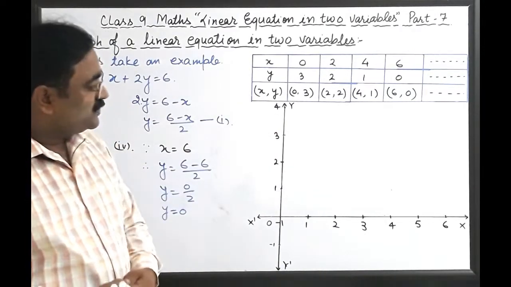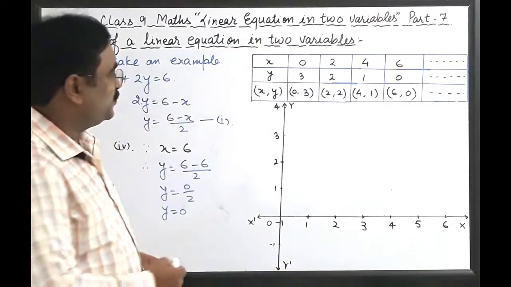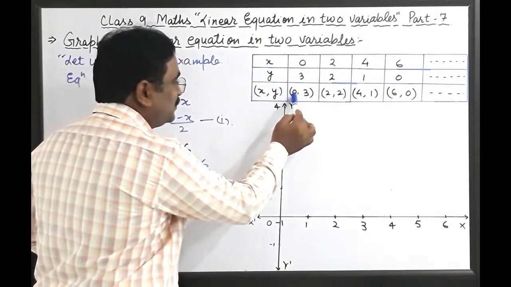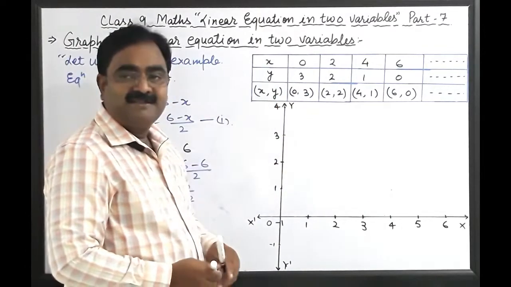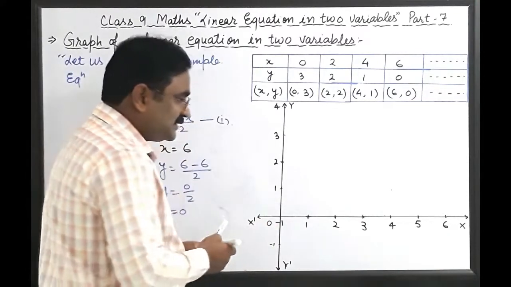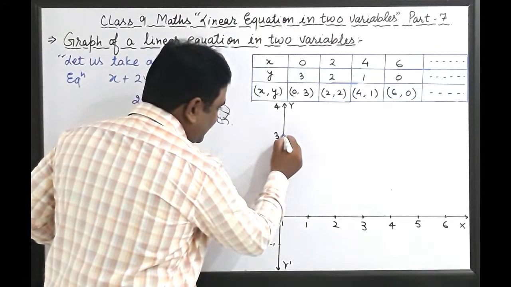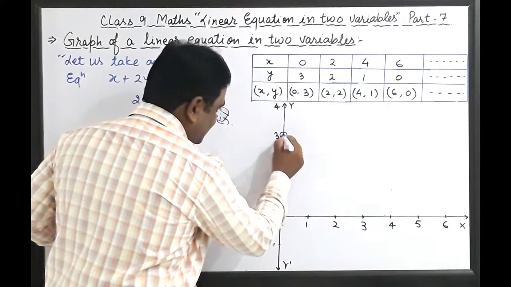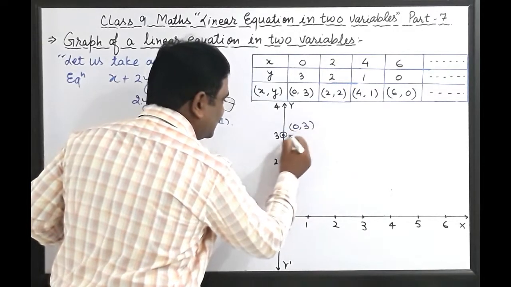Okay बच्चों, so let us start plotting these points. So first point is 0, 3. It means 0 on x-axis and 3 on y-axis. So 0 on x-axis means this is 0 and 3 on y-axis means this is the point whose coordinate is 0, 3.